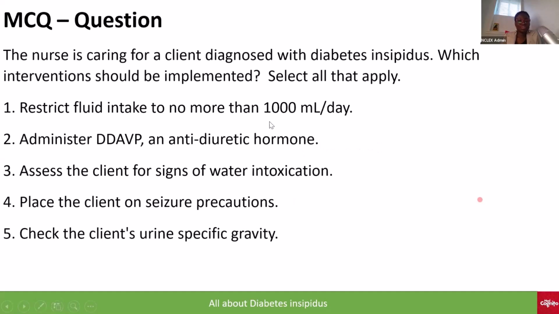So, can somebody volunteer to read this question for me? The nurse is caring for a client diagnosed with diabetes insipidus. Which interventions should be implemented? Select all that apply. 1. Restrict fluid intake to no more than 1,000 ml per day. 2. Administer DDAVP, AVP, and antidiuretic hormone. 3. Assess the client for signs of water intoxication. 4. Place the client on seizure precautions. 5. Check the client's urine specific gravity.